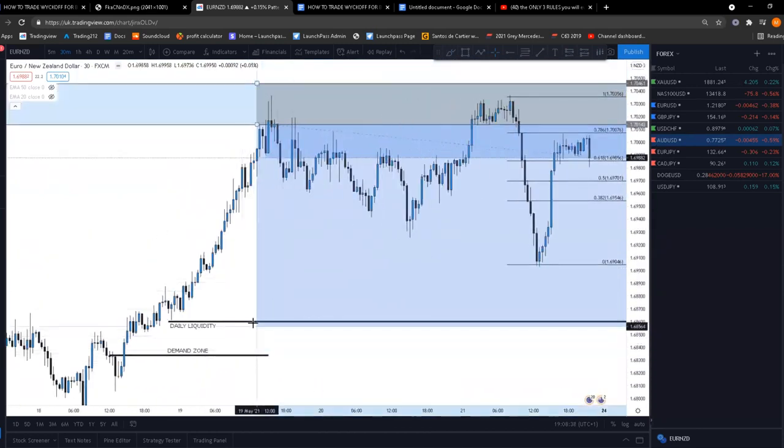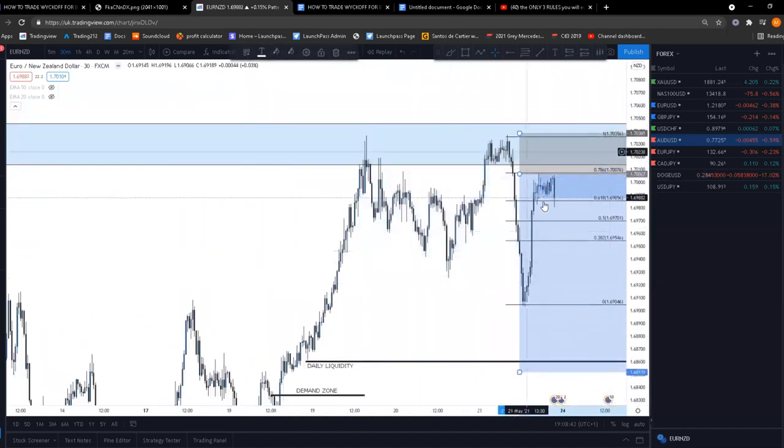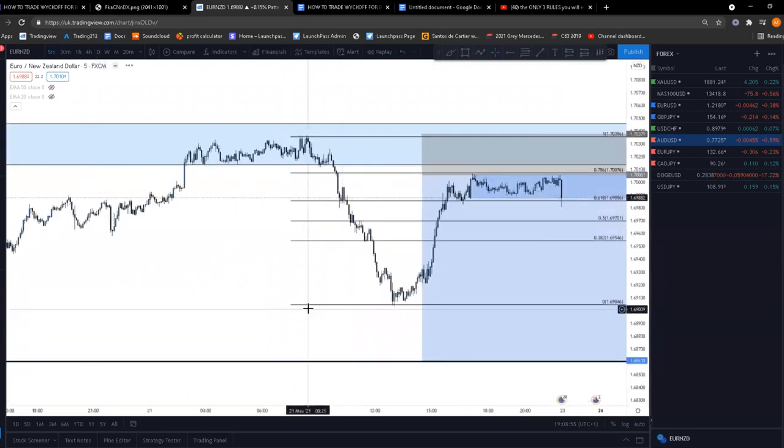And I will post this in the group chat as well, because why not? It does look like we're literally only using the fib level as something for confluence. But I'll post this in the group chat as well. Dan says that there's a nice 5 minute entry. Let's look if there's a nice 5 minute entry.